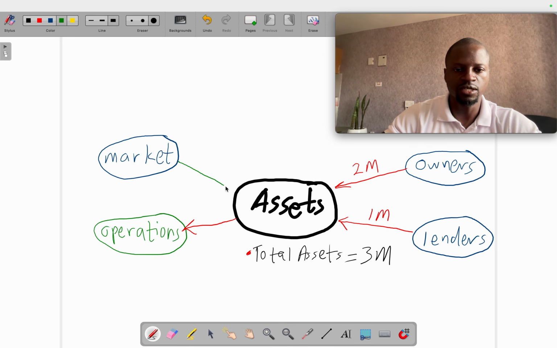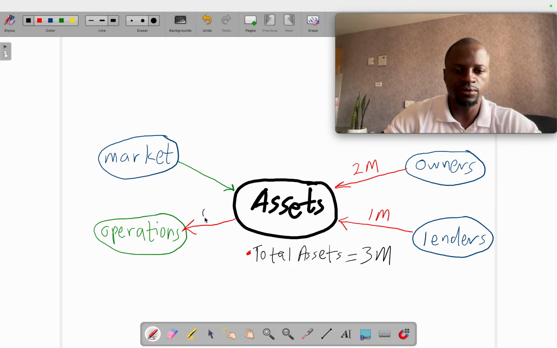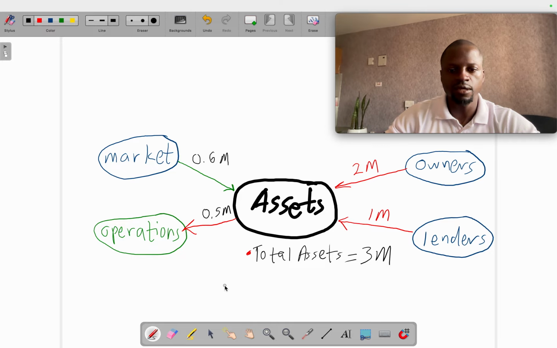I'm going to use green for the market. So the quality of the operations here is measured by the market. Say for a given month, operations used up 0.5 million worth of assets. So now we have 2.5 million. The operations have consumed 0.5 million worth of assets. And the market rewards the operations by giving us back 0.6 million.